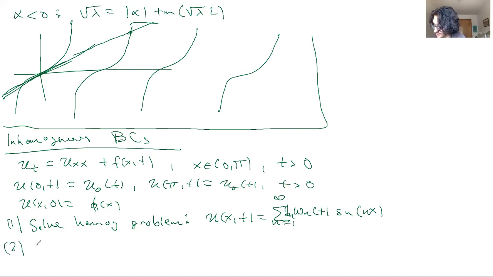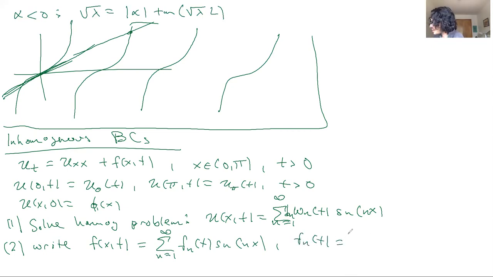The second step then is to actually write out your inhomogeneity that's forcing your heat equation itself as a Fourier series, in your Fourier modes. And so Fn of t now is going to be the integral from 0 to pi of f of x,t sine of n x dx. So that's how you get those time-dependent coefficients.